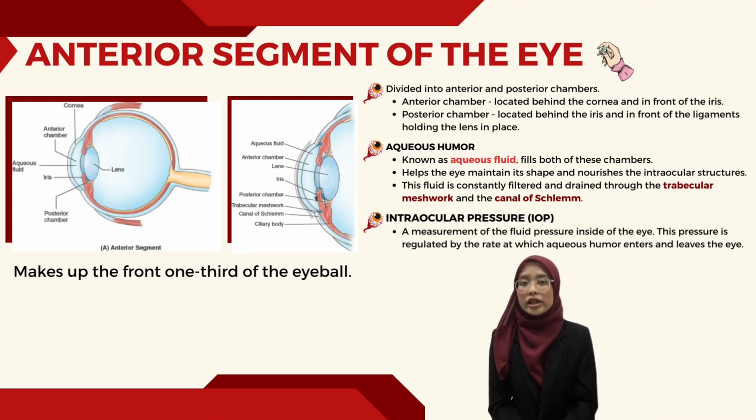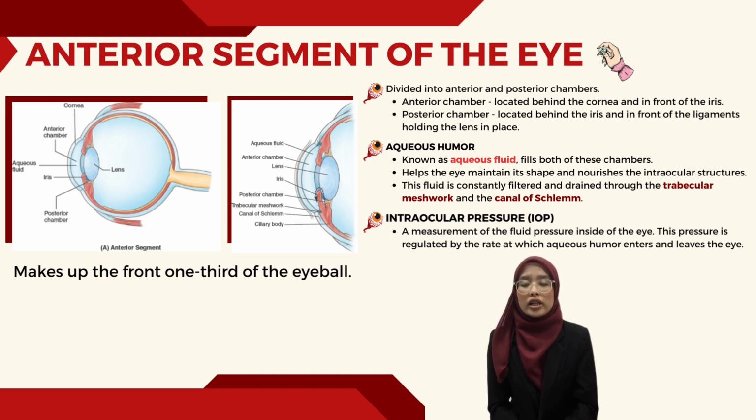Next, in the anterior segment, there is aqueous humor, also known as aqueous fluid, that fills both of these chambers. The term aqueous basically means watery or containing water. As used here, the term humor describes any clear body liquid or semi-fluid substance. The aqueous humor helps the eye maintain its shape and nourishes the intraocular structures. This fluid is constantly filtered and drained through the trabecular meshwork and the canal of Schlemm.